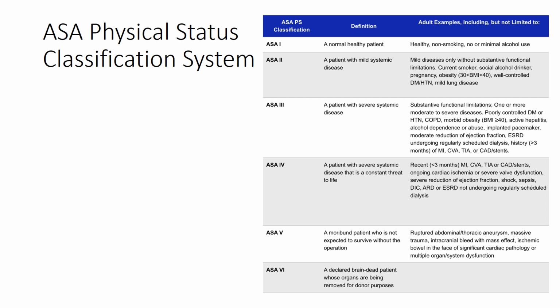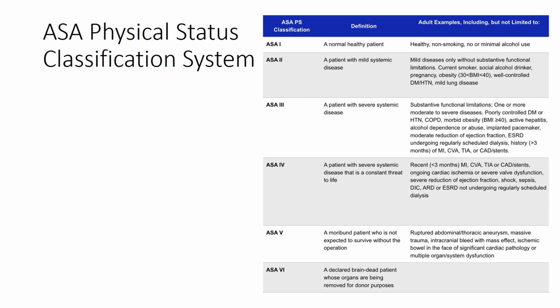ASA4s are patients who have severe systemic disease, but their systemic disease has progressed to the point where it's a constant threat to their life. So that includes recent MI, recent stroke, folks who have severe valve disease that's causing them ongoing symptoms, folks who have severely reduced ejection fraction, people whose kidney disease is not being treated by dialysis, so that actually is a constant threat to life, things of that nature.